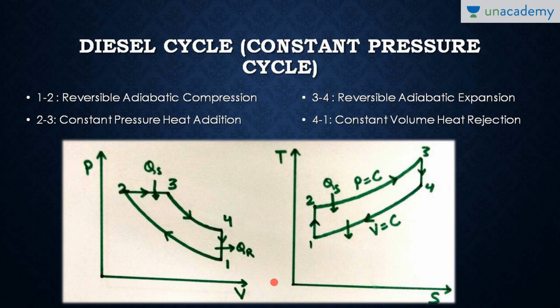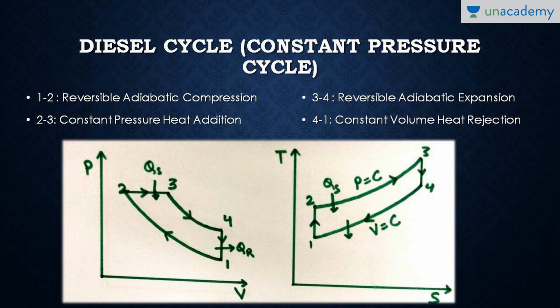This is a PV diagram and this is a TS diagram. In PV diagram, reversible adiabatic process is from 1 to 2. 2 to 3 is a constant pressure process, constant pressure heat addition. If you remember, in Otto cycle, 2 to 3 was a constant volume heat addition. Similarly, 3 to 4 is a reversible adiabatic expansion. In Otto cycle, 3 to 4 was the same. From 4 to 1.